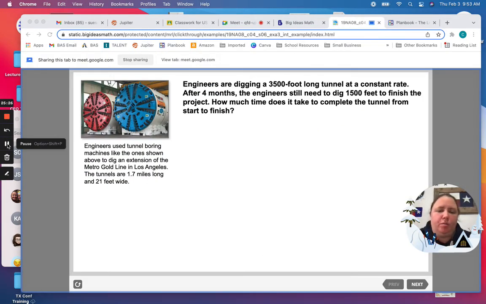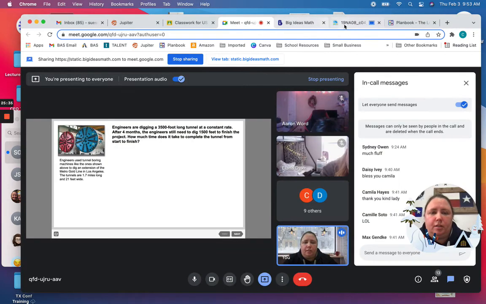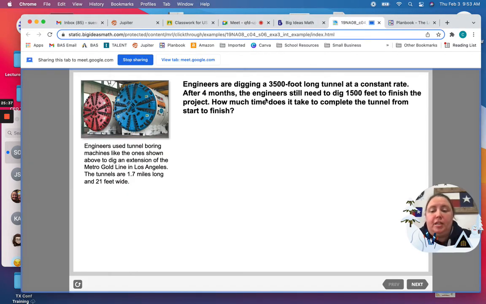Okay, you need to get your notebooks. This is example 3. Yes, 3. Am I sharing the right screen? Let me check. Yes, I am. Okay, here we go. Engineers are digging a 3,500 foot long tunnel at a constant rate.